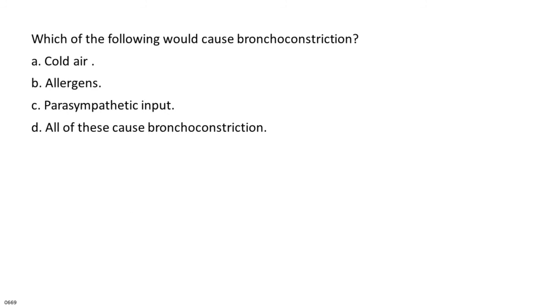Which of the following would cause bronchoconstriction? A. Cold air. B. Allergens. C. Parasympathetic input. D. All of these cause bronchoconstriction.